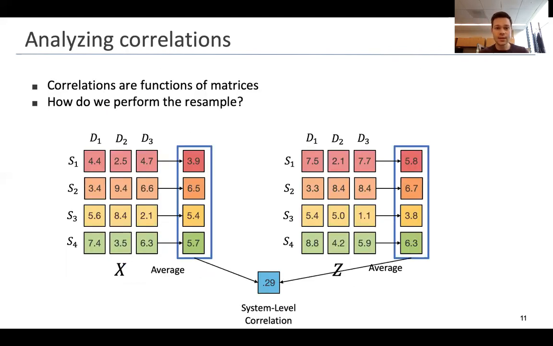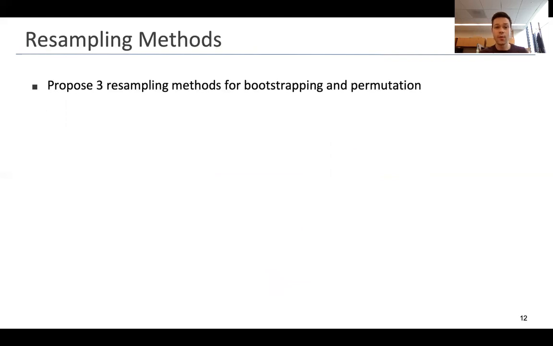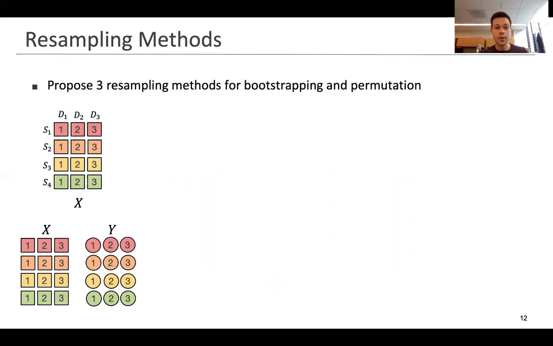But if you recall, the statistics that we're actually interested in analyzing are functions of matrices, whereas what I demonstrated before were functions of vectors. So the question becomes, how do we actually perform the resampling for bootstrapping and permutation when the inputs are matrices? We propose three different ways of doing this for bootstrapping and permutation, and they're in parallel for each. I'm going to demonstrate the methods for bootstrapping X on the top, and then the permutation between the scores for metric X and metric Y on the bottom.